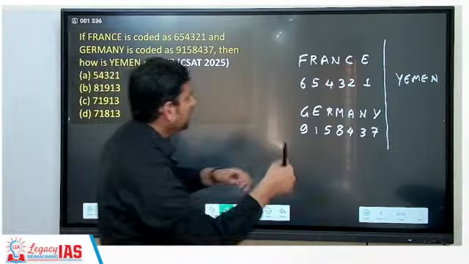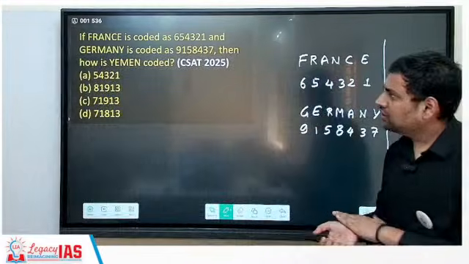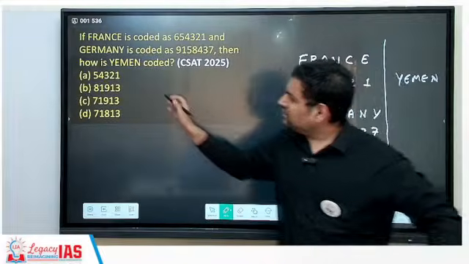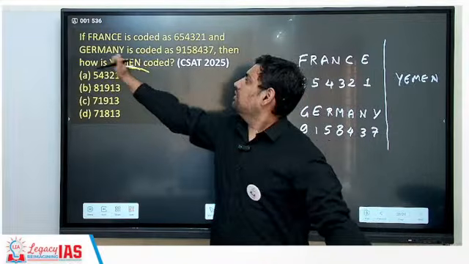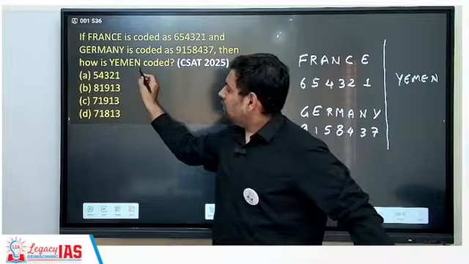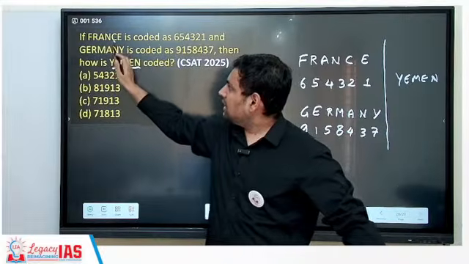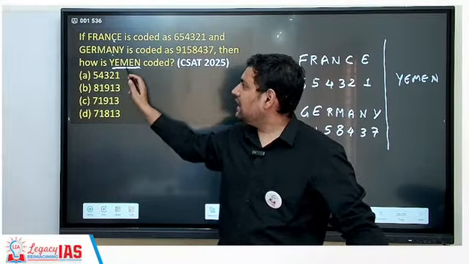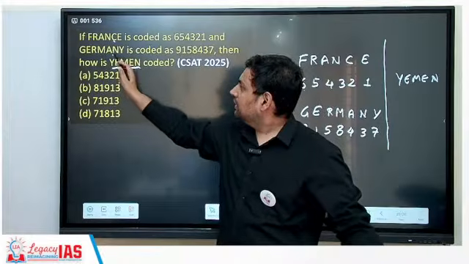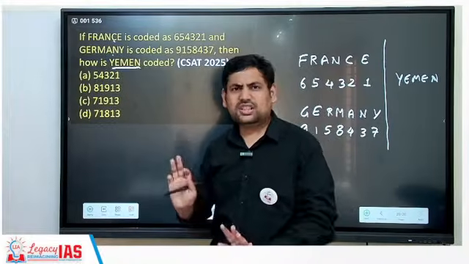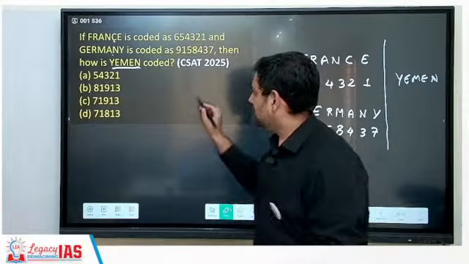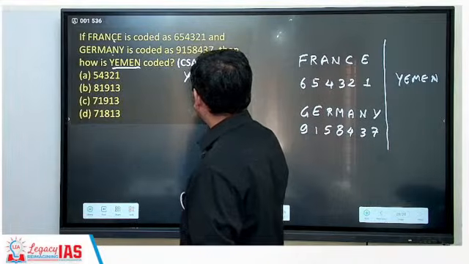Very good. So basically, what you have to do is find the first thing that you see here, Yemen. You're searching for the code. Now, Yemen can be directly made from France and Germany. Very clearly, you have Y here, E here, M here, E here, and N here. So just see the corresponding letters. So now I try to form Yemen.